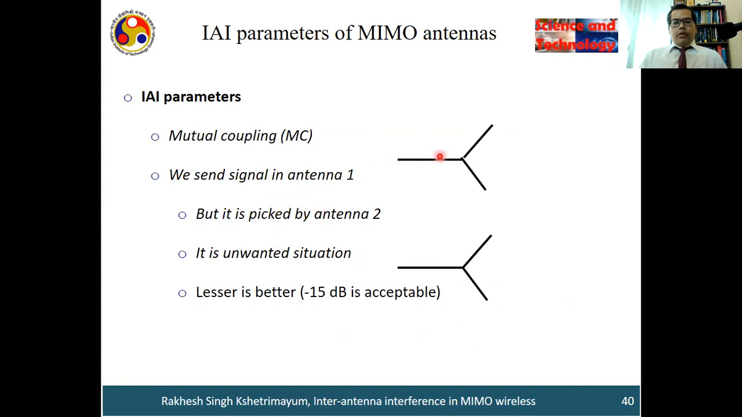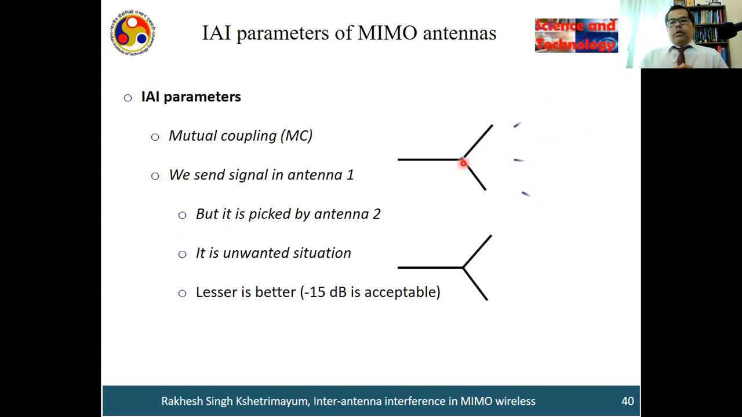Let's say there is one antenna here. This is a symbol for antenna. Antenna 1 is transmitting signal in all directions. So signal cannot be confined in one direction. When you transmit signal in free space, signal can go out in any direction. You cannot just tell signal to go in one specific direction. It will go out in all directions.